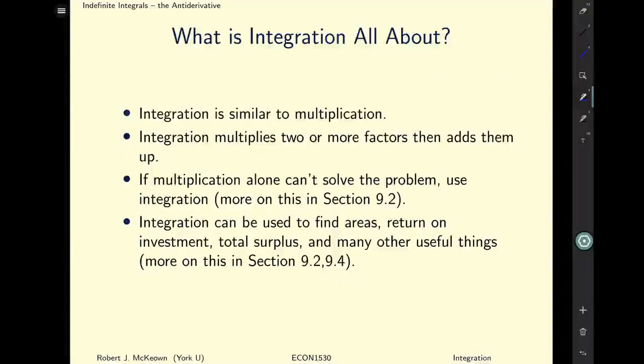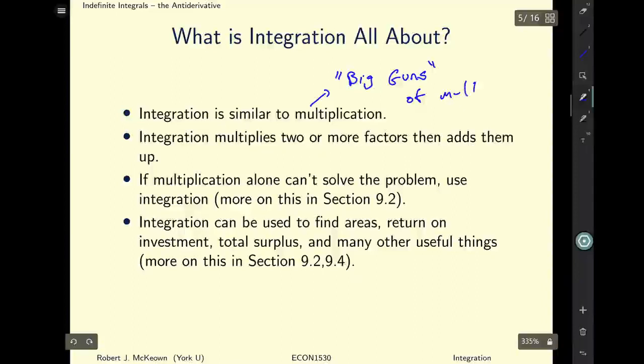So to give you a little bit of idea where we're going, you can think of integration as being very similar to multiplication. One mathematician referred to it as the big guns of multiplication. So if you're trying to find the area of a complicated curve and just simple multiplication won't do it, integration can help you.